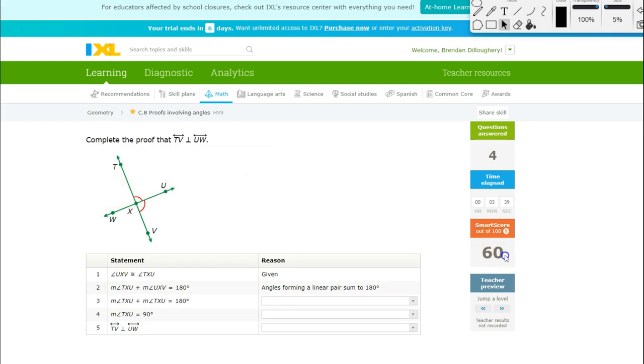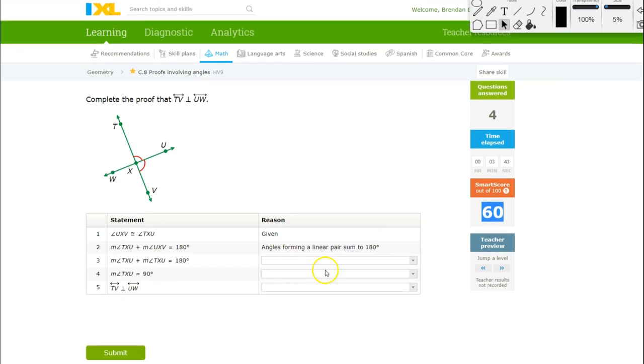All right, so we're already at that SMART score of 60, which sometimes we're aiming for, sometimes we're aiming for a lot higher. But you can see now we're starting to develop more and more proofs ourselves. So we're given that the lines are perpendicular. Okay, so, oh no, sorry, that's what we're trying to prove. We're given that these two angles are congruent. Okay, and we know that angles form linear angles, or linear pair, sum to 180. So we can say these two angles add up to 180.